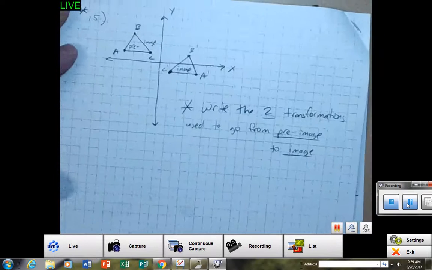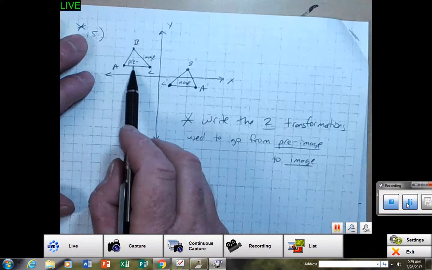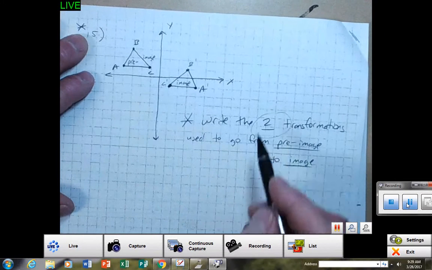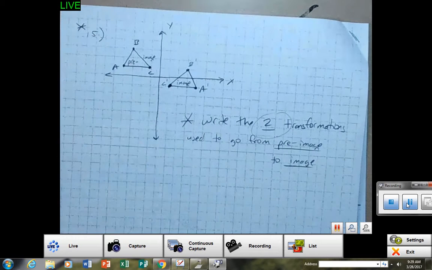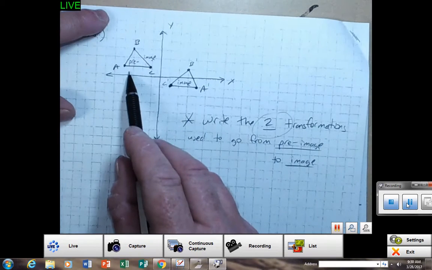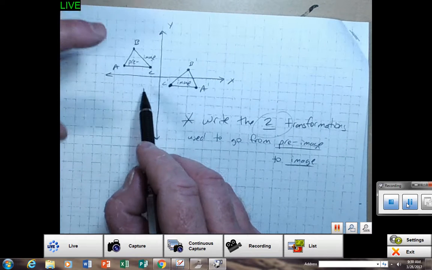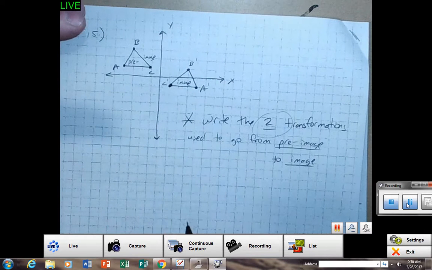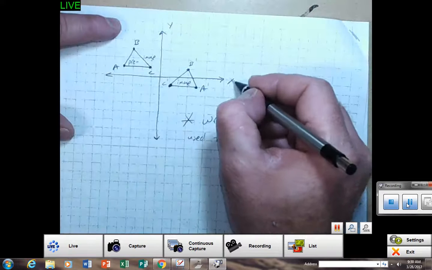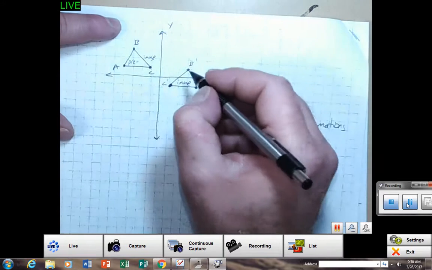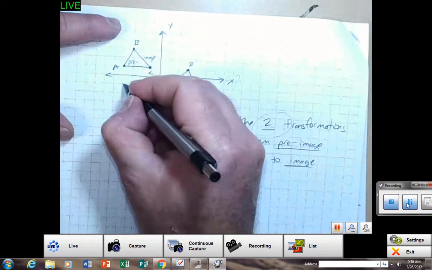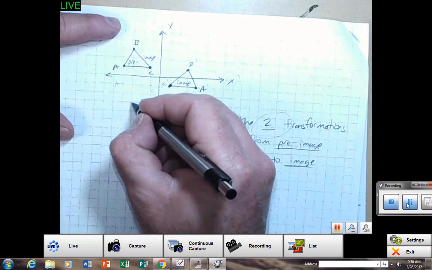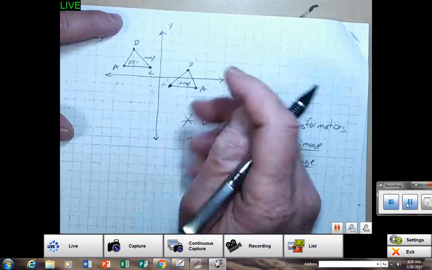Last one. It says, here's my pre-image. I'm doing 2 transformations. So what I think I'm going to do here, it looks like maybe I'm reflecting it and then maybe sliding it. So I'm going to go that route. I'm going to see if I reflect over the x-axis what happens. So if I reflect it here, that gives me C. That gives me the new A. Down here I get the new B. Nope, that's not going to work for me.